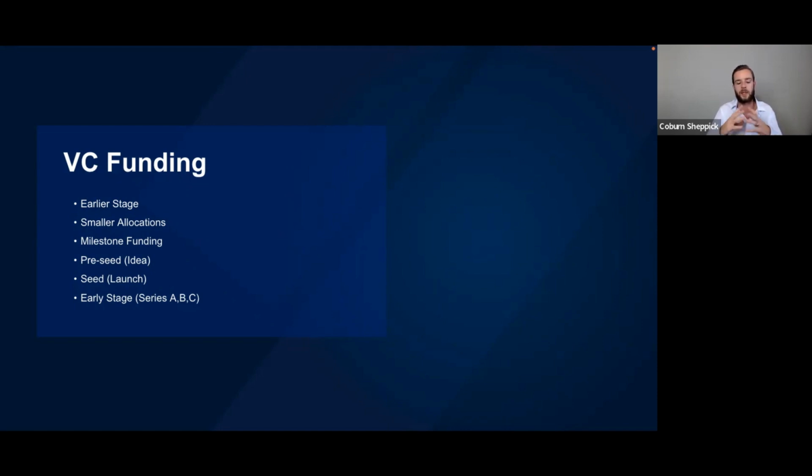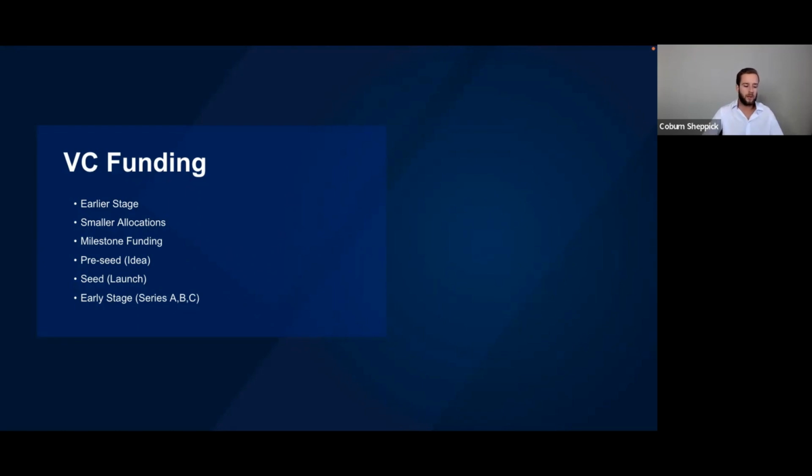And the way that VCs invest is in milestones. So it's making an investment, a small allocation, in order to hit this milestone or the next milestone. And then they might do another round, a Series B, or a seed round, or a Series A round. And it's all about milestones.